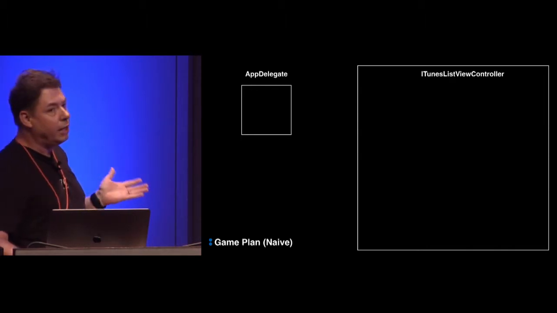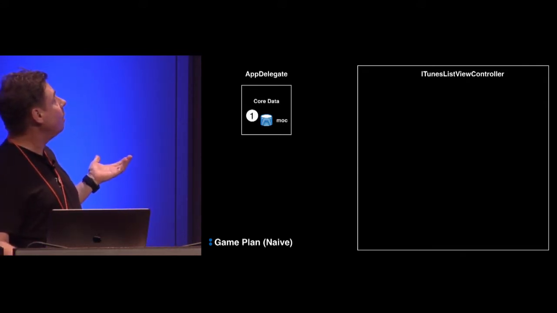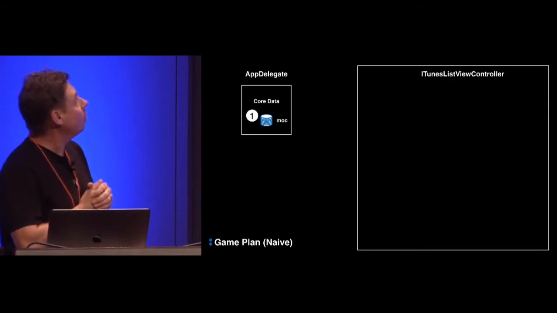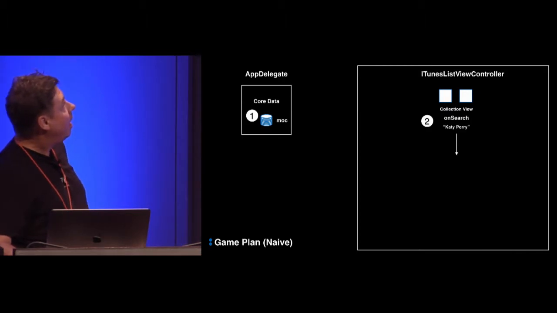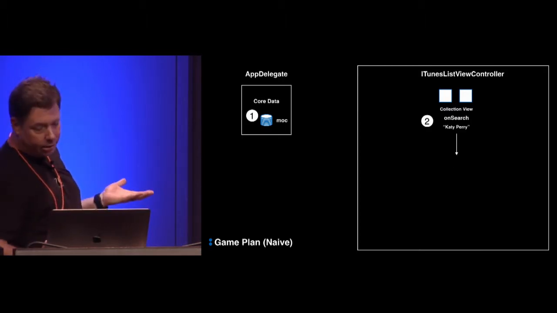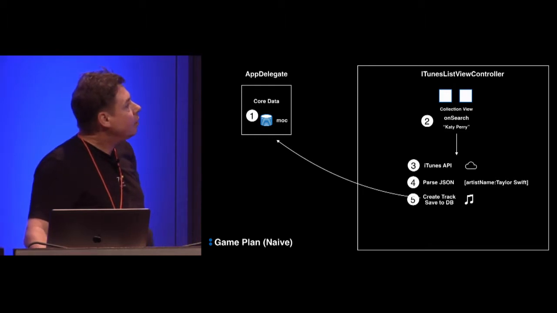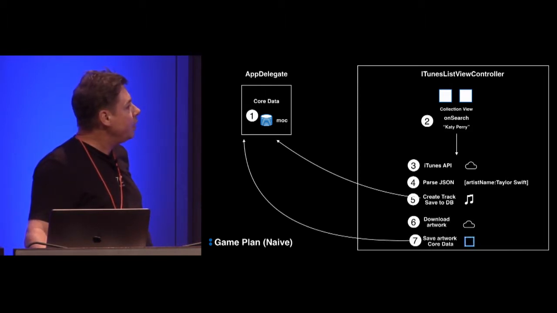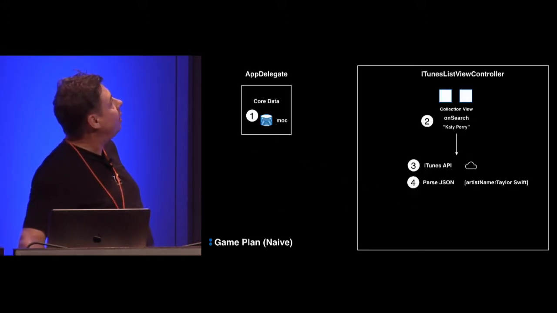And we want to use Core Data as our model and persistence option. So when we create a new project, in the app delegate, it builds us a really nice Core Data stack and gives us a context to work in. And in our list view controller, we're going to create a collection view. And when we search for a term, we'll go out to the iTunes API and make a call. We'll come back and get the JSON and parse it. We'll save a track to the database. We'll download the artwork for that particular one. It's a separate network call. We'll save the artwork back to Core Data.